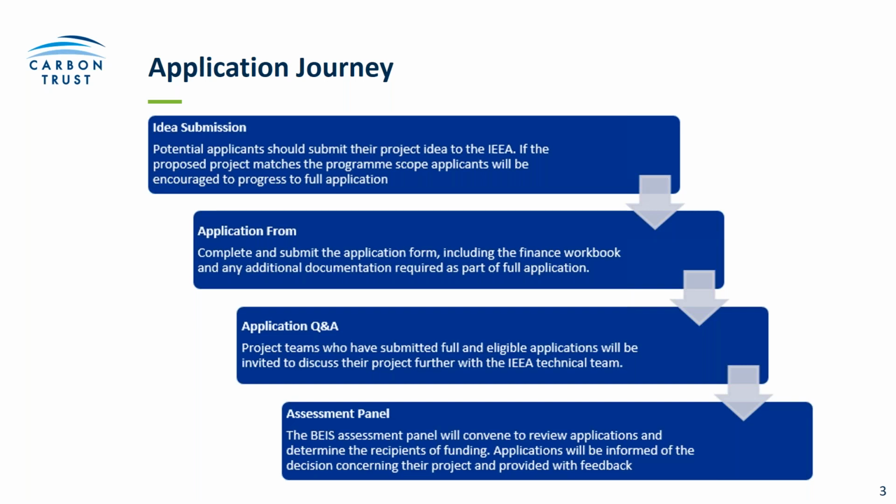Once you've had some feedback on your initial idea submission, you can then go ahead with the formal application form, which comprises a Word document to detail your project and your technology, and a finance workbook to detail the costings of the project. Once the application form has been submitted, you'll be invited to a further discussion where we'll talk through the details of the application and make sure everything's compliant with the rules of the scheme. And then, assuming everything is compliant, the application will be passed to the expert assessment panel, who will review all of the applications. It is a competition, so they'll be scored and prioritised, and then applicants will be informed of the decision and any further conditions before the project begins.